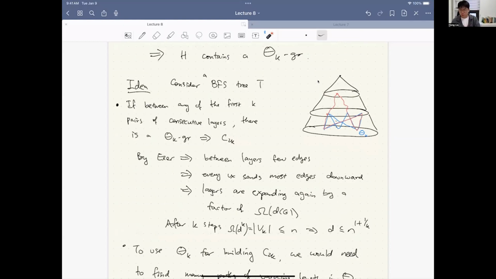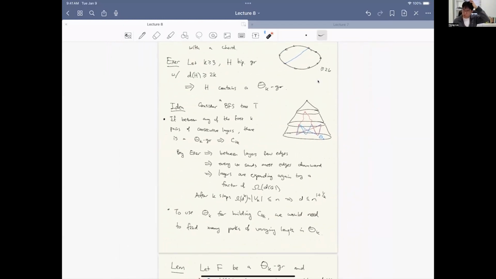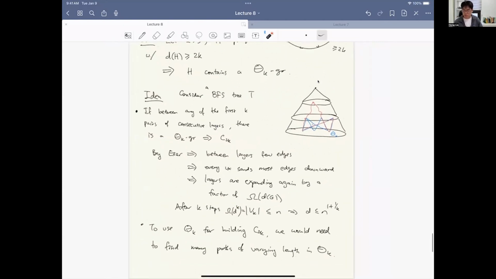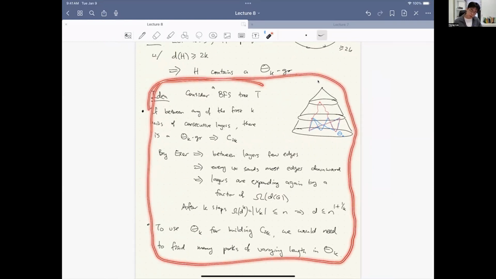I choose to only present this sketch of the proof because now there's a more modern proof using homomorphism inequalities that we will see later, producing slightly weaker quantitative bounds, but I think it's a much cleaner proof than this combinatorial proof. But still, it's good to know this BFS argument through this sketch.